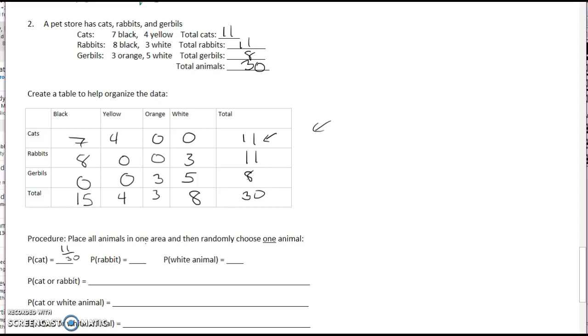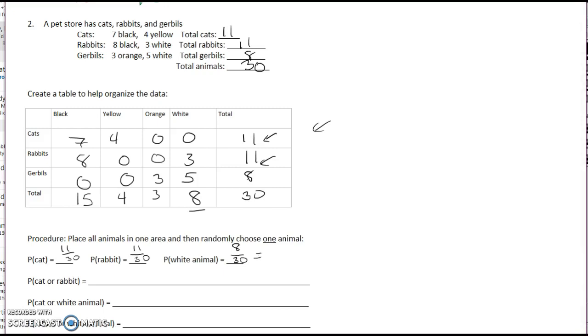A rabbit, also 11 out of 30, right? Because we have 11 total rabbits out of 30. White animals, how many total white animals? We're going to read the column now. This is the total for the white animals, so that would be that one right there. And so that is what? That would be 8 out of 30, which we're going to try to reduce.